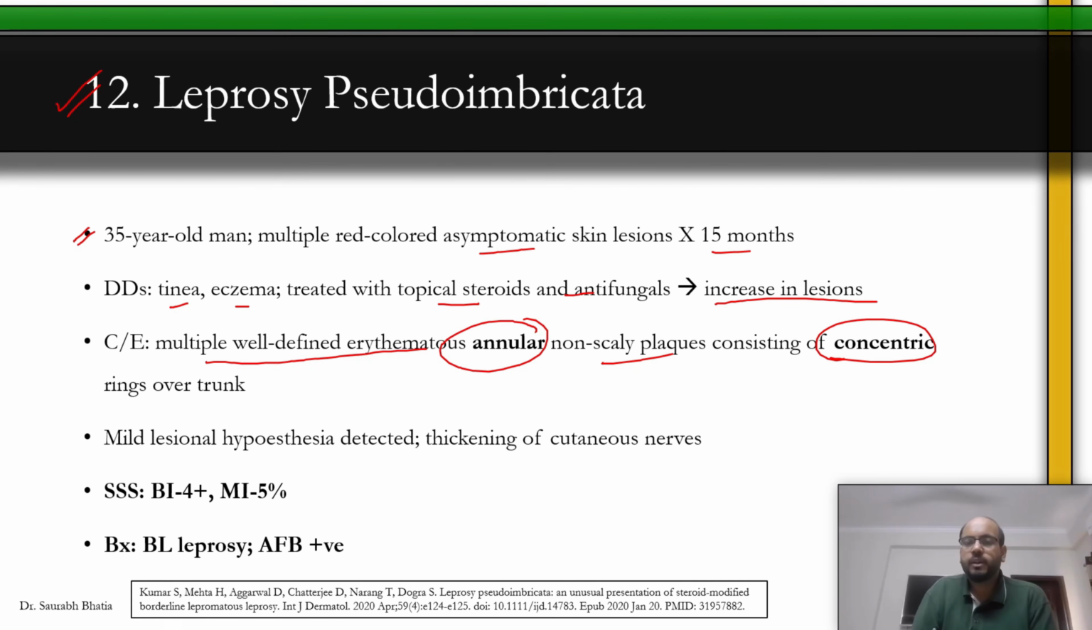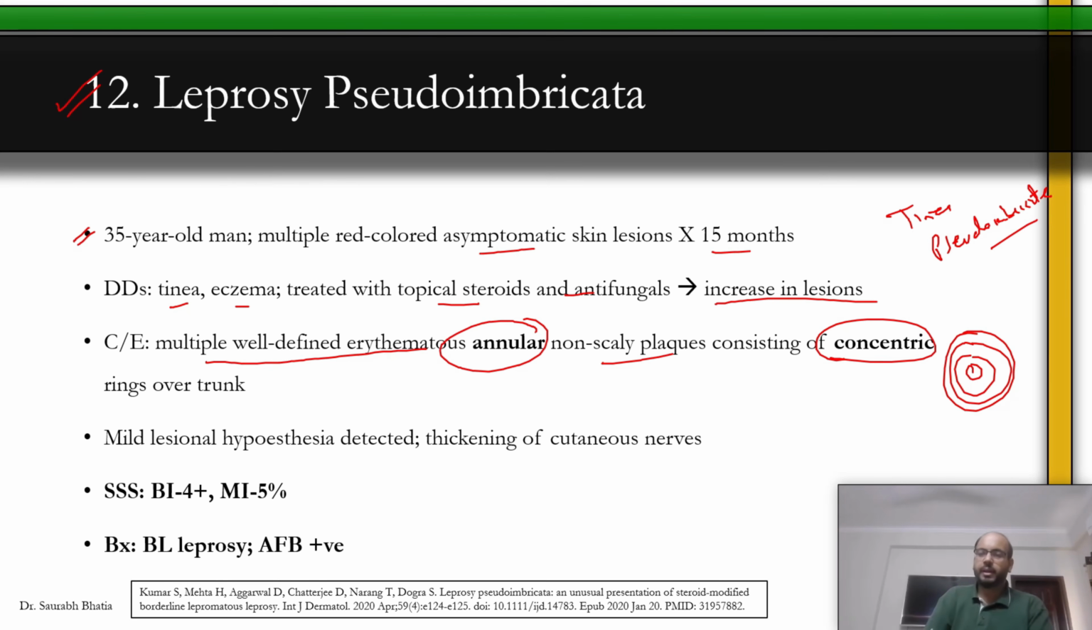On cutaneous examination, we saw multiple well-defined erythematous annular non-scaly plaques consisting of concentric rings. There is a disorder known as tinea pseudoimbricata, where we see concentric ring-like lesions in scaly plaques. But in this case, leprosy was presenting as multiple concentric lesions, and that is why the term leprosy pseudoimbricata was used. There was mild lesional hypoesthesia detected, and there was thickening of cutaneous nerve.